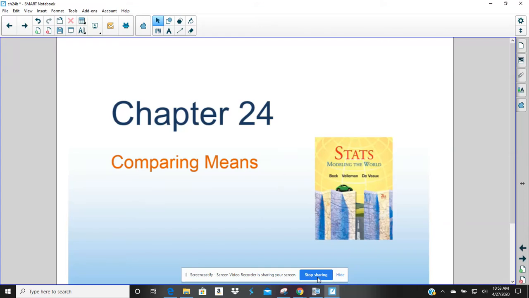Good morning, everybody. Today we're going to be doing day 2 of chapter 24. We're going to do a few problems together so that we're good on what we need to do when we're comparing means. So again, remember this is going to be 2 means that are different groups. Okay, so let us begin.